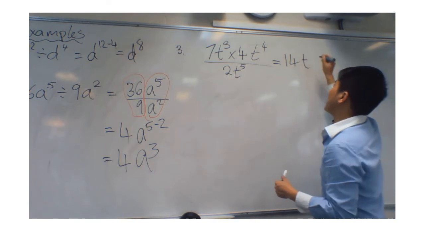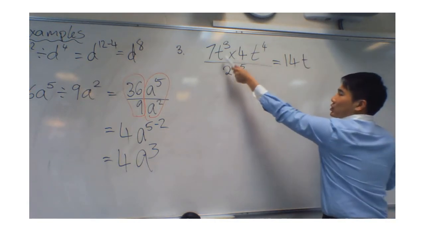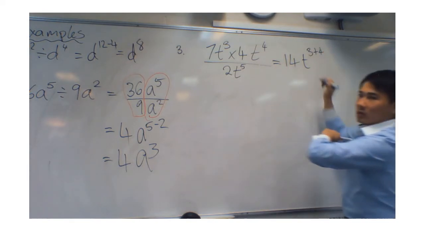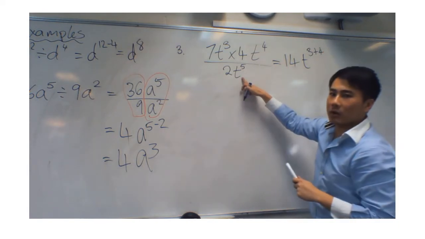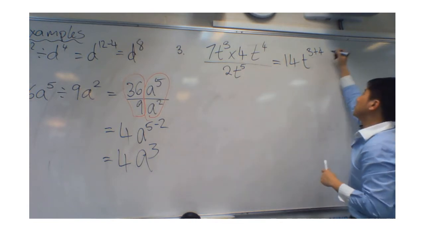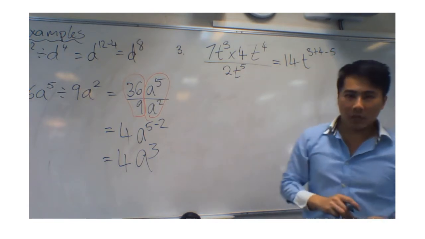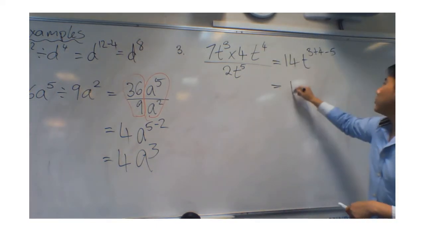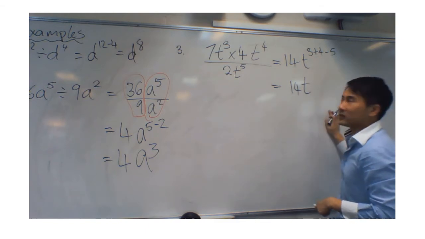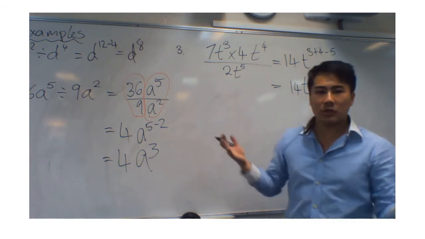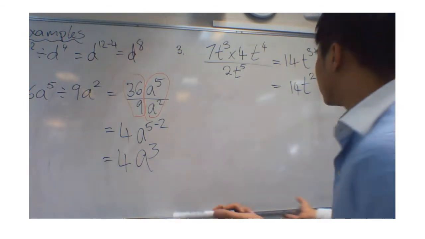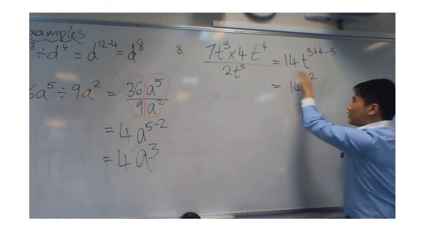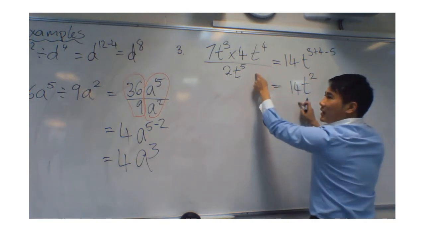Alright, so let's see how cool this is. I can multiply these two together. I can add the power. 3 plus 4. And now I'm dividing, which means I'm going to minus the power. Alright? So next, we just need to clean this up. 14, t, 3 plus 4 is 7, take 5, 2. So your answer is 14 t to the power of 2. So this whole thing and this guy, so simple, but they're exactly the same.